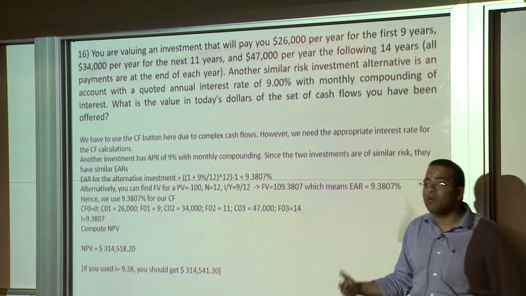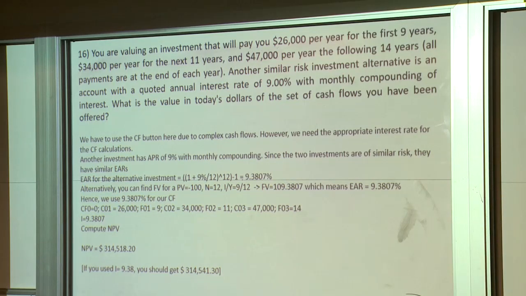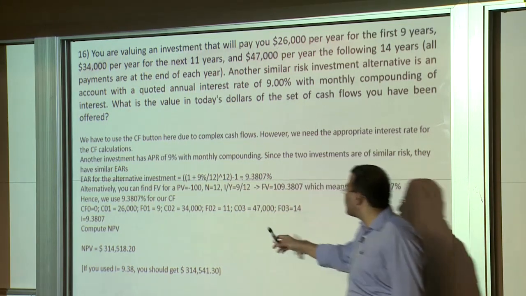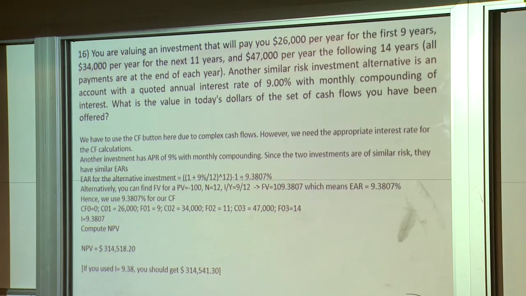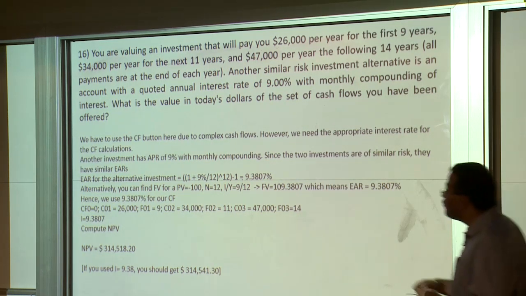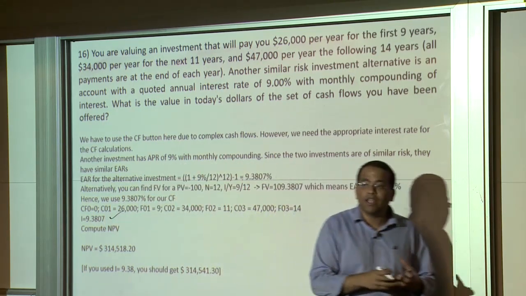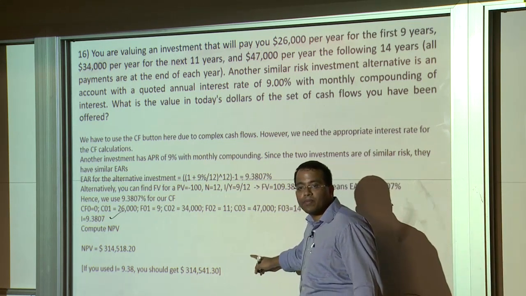In other words, the I/Y that you're going to apply to the first set of cash flows is 9.3807%. So you put in all the cash flows, CF0, C01, F01 (9), C02, F02, C03, F03. Then you click on the NPV button and you feed in the I. The I that you're going to feed in is 9.3807, because that's the applicable rate for this set of cash flows. Then you compute the NPV. You should get 314,518.20.